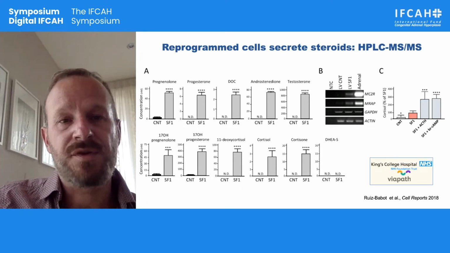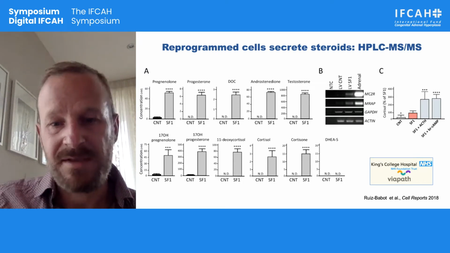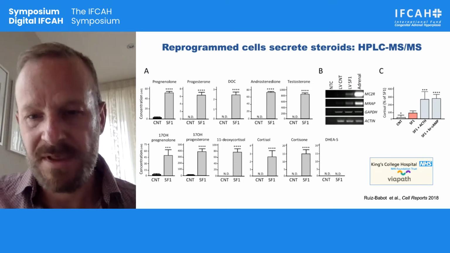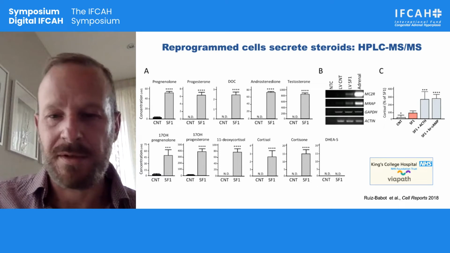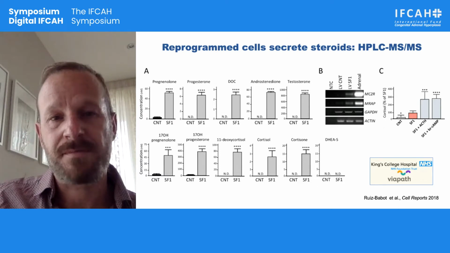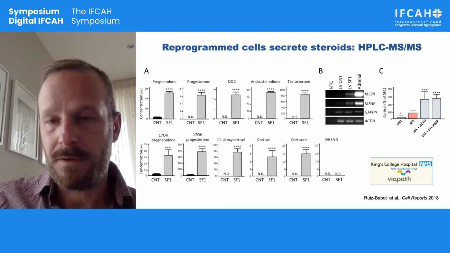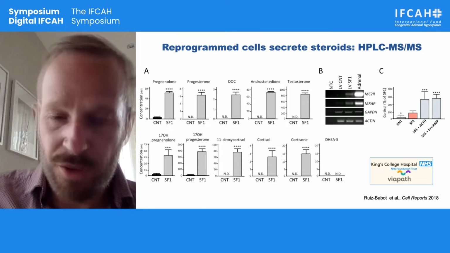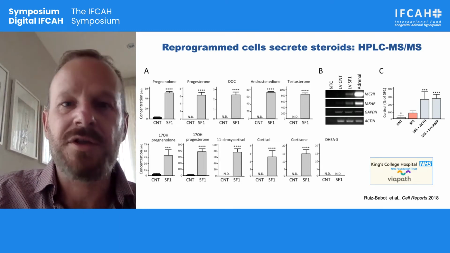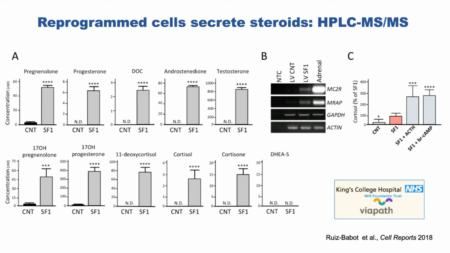These cells also de novo express the ACTH receptor, melanocortin receptor type 2, together with the associated protein MRAP, and they were responsive to both physiological stimuli such as ACTH, as you can see here in panel C, and pharmacological stimuli such as bromo-cyclic AMP in terms of cortisol secretion.